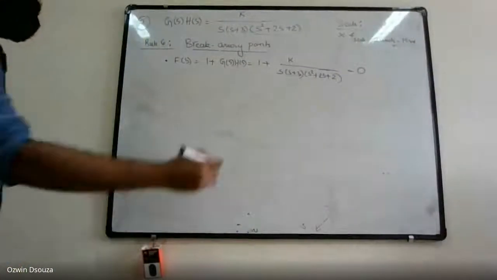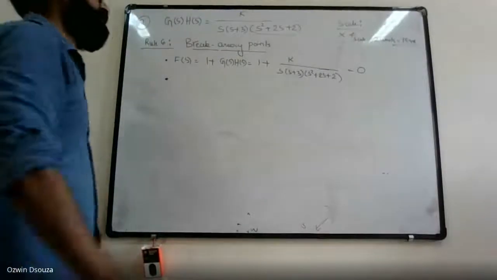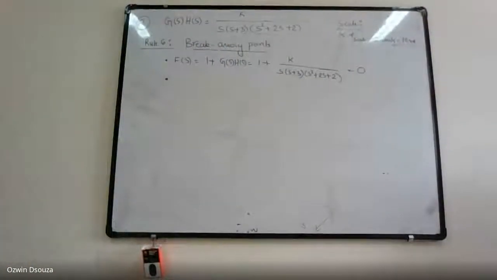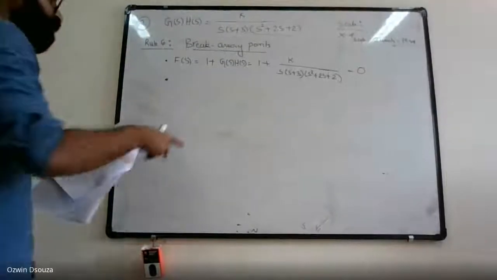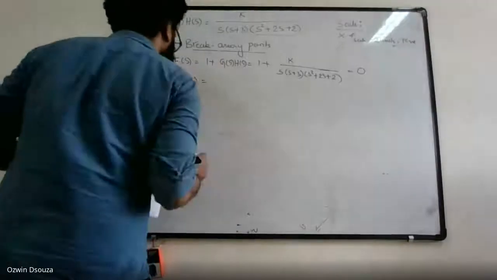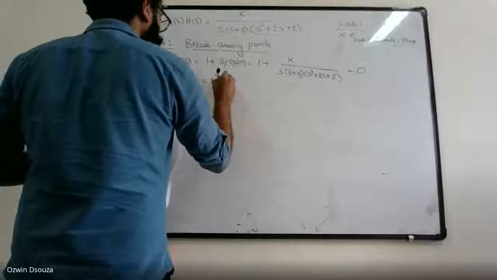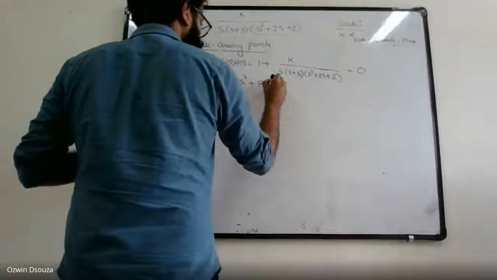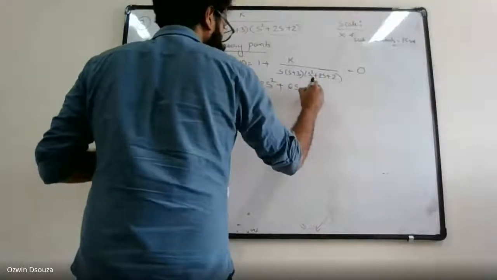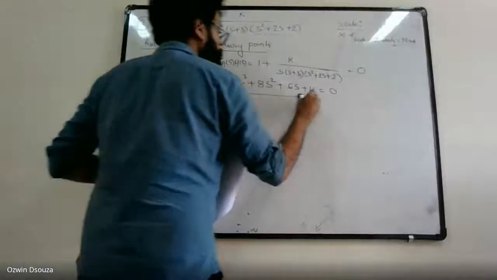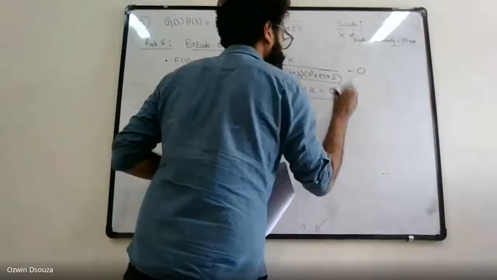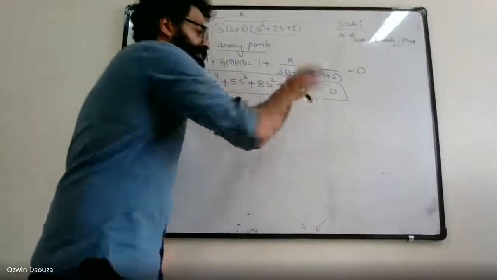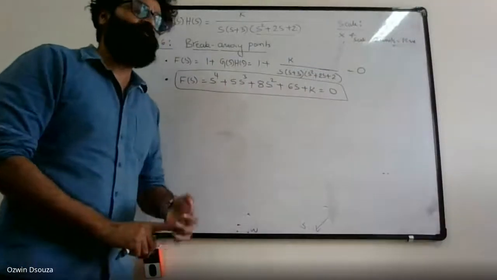is equal to 0. Simplify this. This is s squared plus 3s into s squared plus 2s plus 2. When you simplify, you will get a fourth order equation. So the characteristic equation f of s is equal to s to the power 4 plus 5s cubed plus 8s squared plus 6s plus k is equal to 0. This is your characteristic equation. You can cross check later. Let us mark this characteristic equation, because we need it for the root table as well.